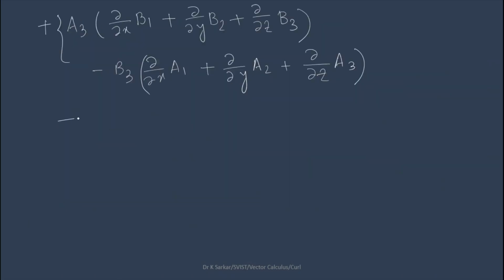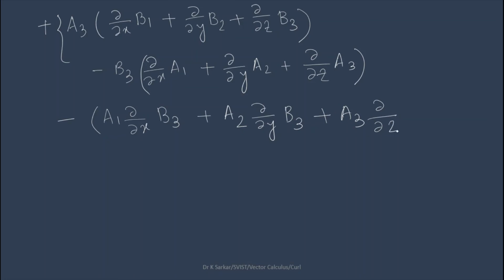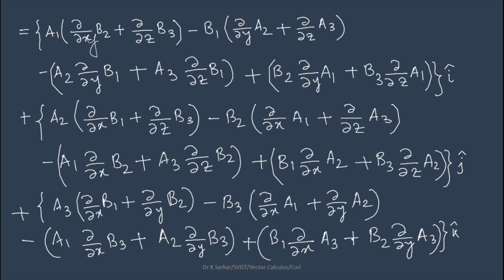So let us write plus A2 ∂/∂y B3 plus A3 ∂/∂z B3. So this term was added, this one is subtracted. Now the term subtracted here we have to add in the next term. So here B1 ∂/∂x A3 plus B2 ∂/∂y A3. Next term will be B3 ∂/∂z A3.